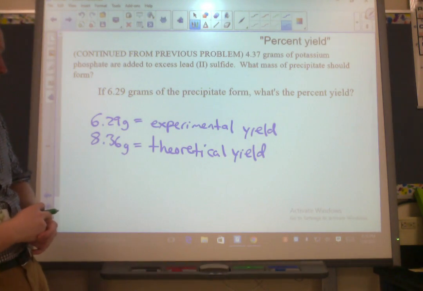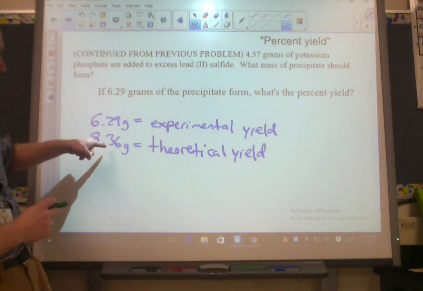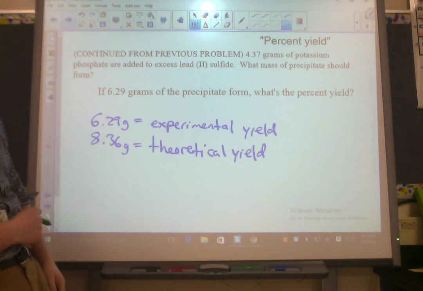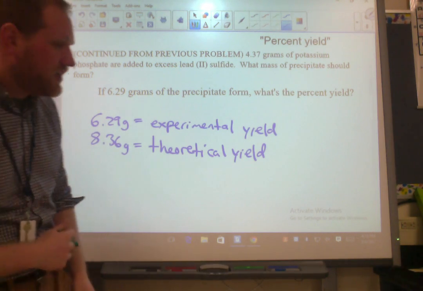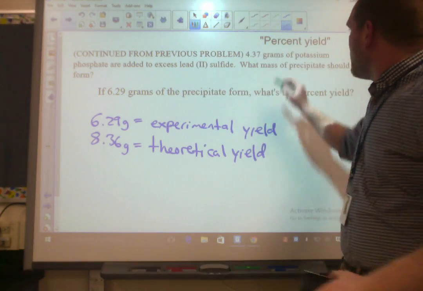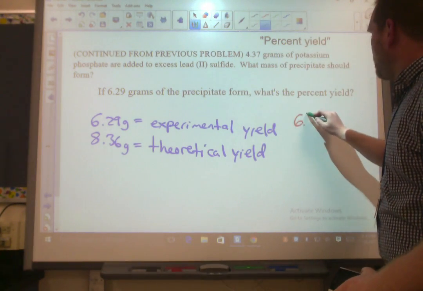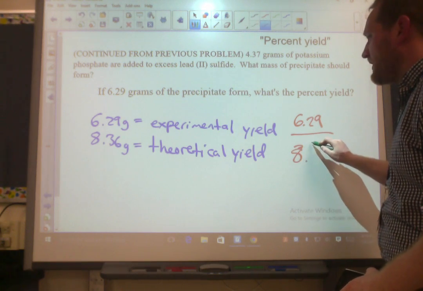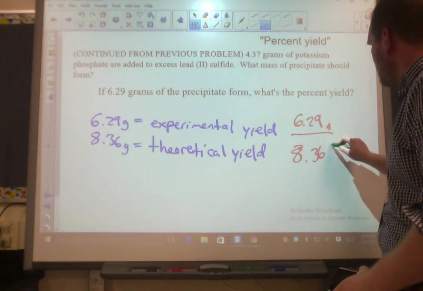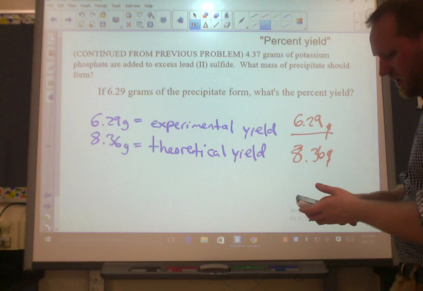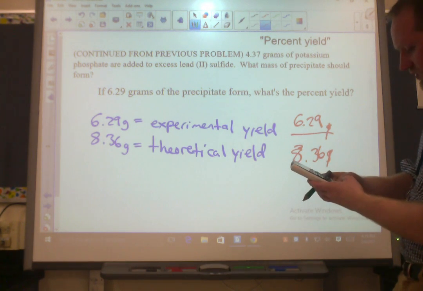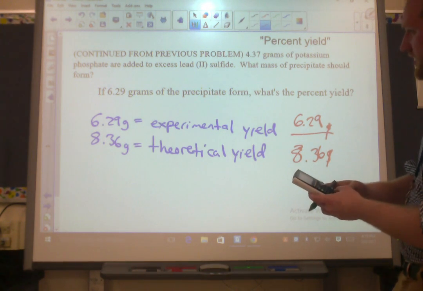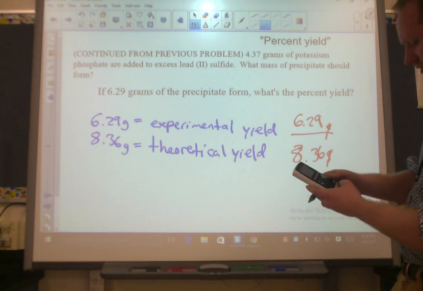So the formula, experimental yield divided by theoretical yield, I can tell that's probably going to be about 80, 85%. Let's see what we get. So 6.29 divided by 8.36 grams divided by grams, units cancel. 6.29 divided by 8.36.